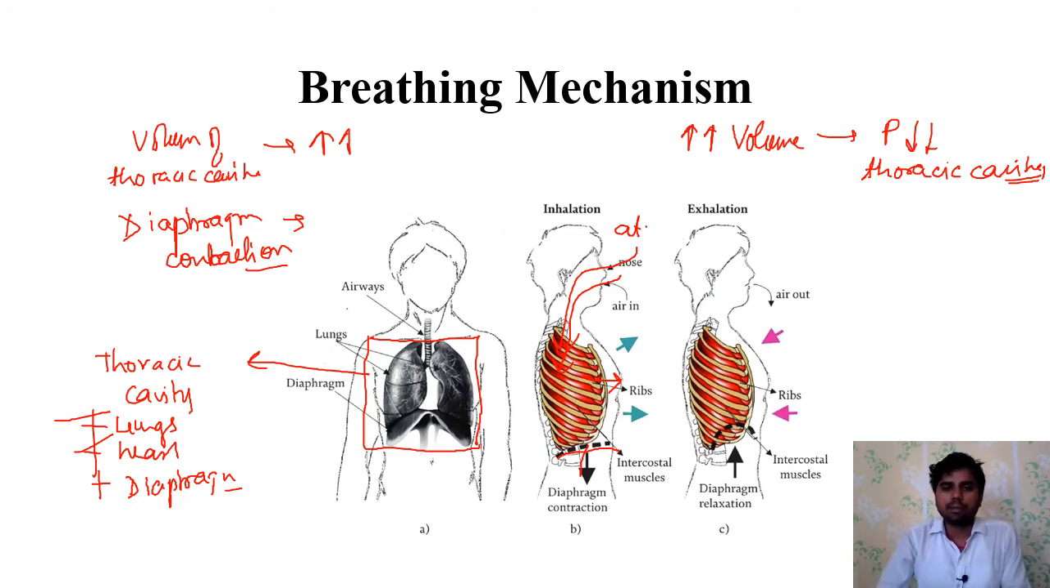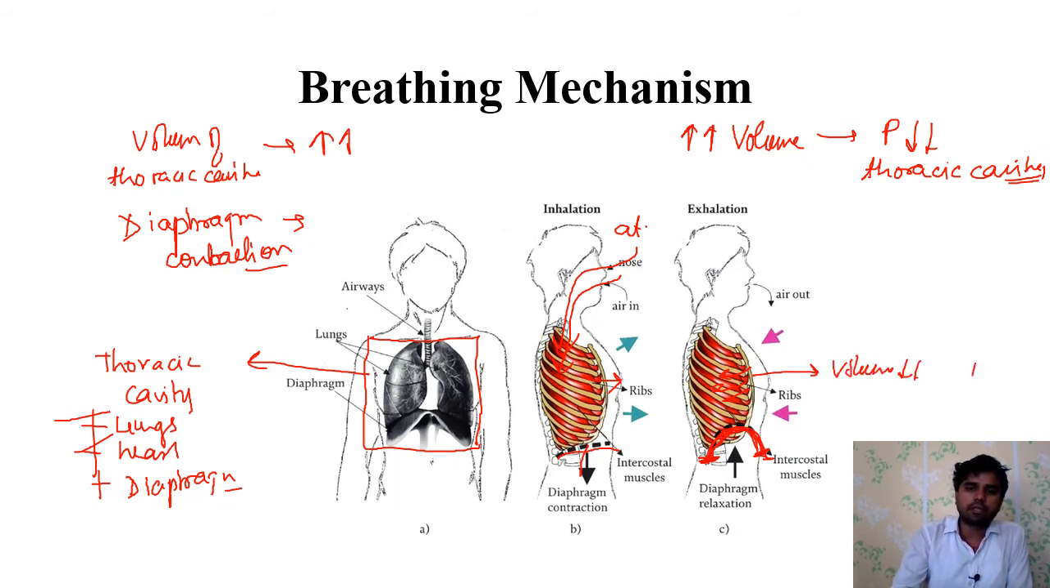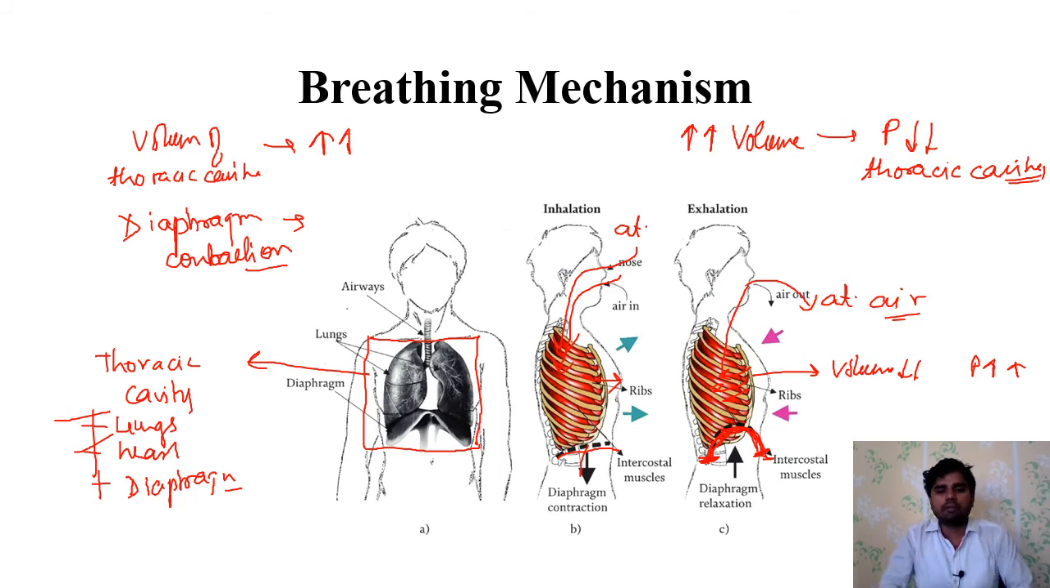Clear? Now what happens in exhalation? You can see here in the image, the thoracic cavity volume has decreased and again the diaphragm has contracted. Contraction of the diaphragm can be seen here. Okay students, now here the volume decreased and the pressure increased. Now this will help to release the air out from the lungs into the atmospheric air. I hope you all have understood this breathing mechanism very well.